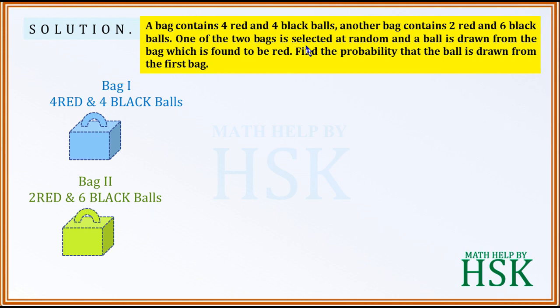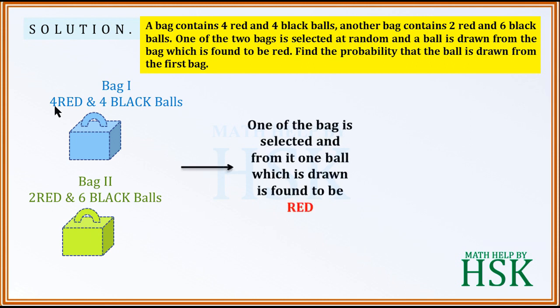One of the two bags is selected at random and a ball is drawn. So first of all, we are going to randomly select bag 1 or bag 2, and the ball is being drawn. It can be red or it can be a black ball, but it is given to us that the ball which is drawn is found to be red. This is the condition given to us.